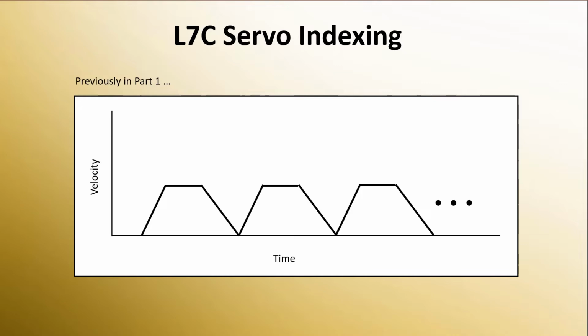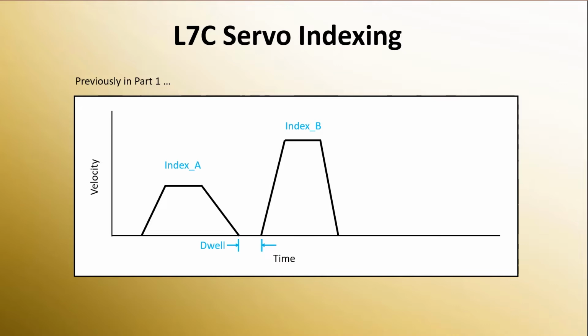We learned that you can iterate that move and/or dwell, and then jump to any other index. And you can keep adding any of the 64 possible indexed moves till your heart's content.